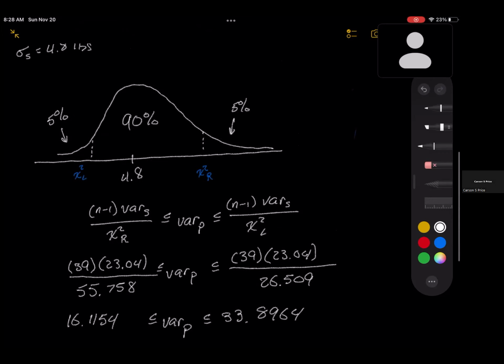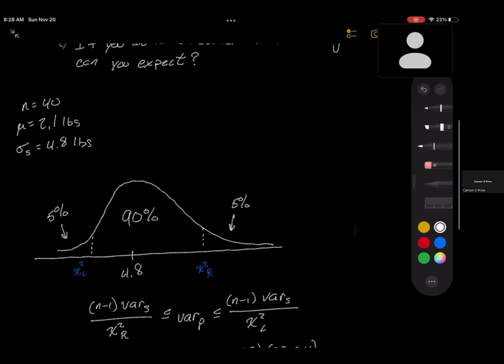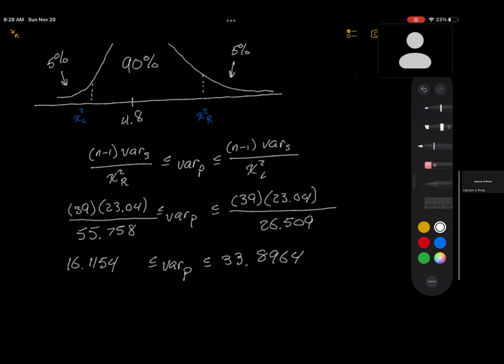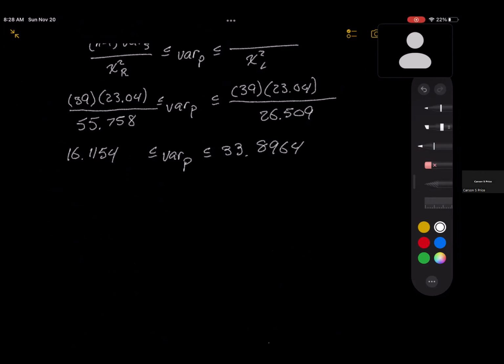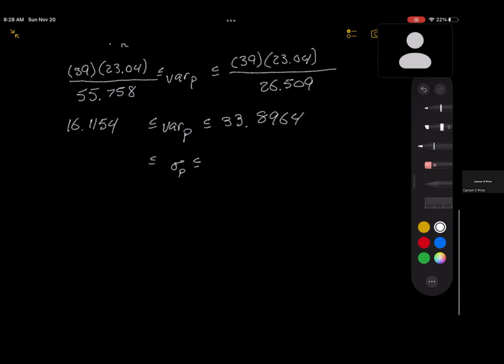Now, our data only measured out to the tenth place after the decimal. So when we get a bound for our standard deviation, I can get a bound for the standard deviation of the population by just taking the square root of everything. So the square root of 16.1154 is going to give me 4.014. And the square root of 33.8964 gives me a standard deviation of 5.822.